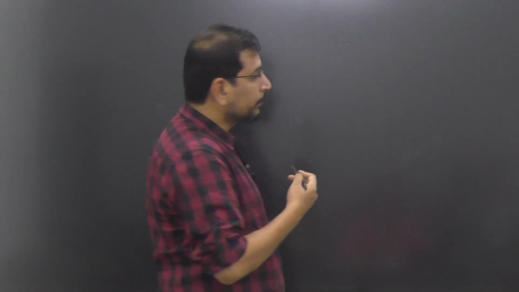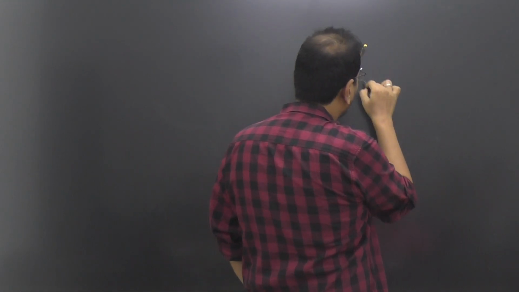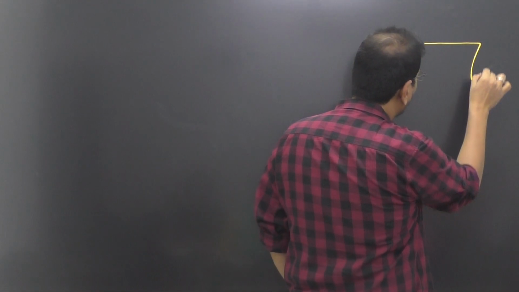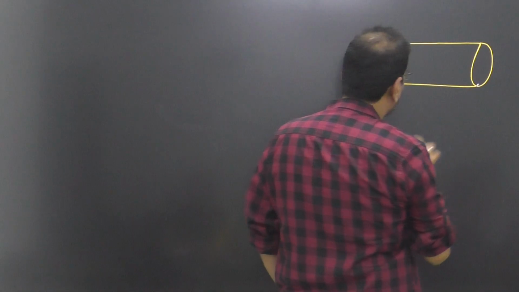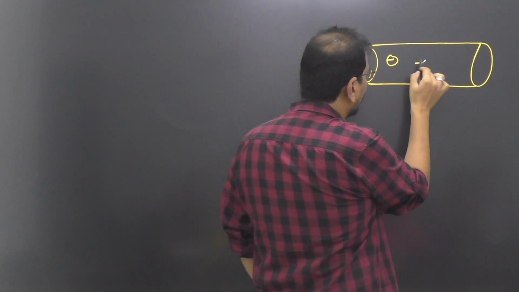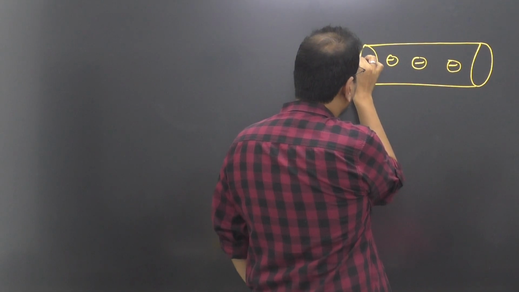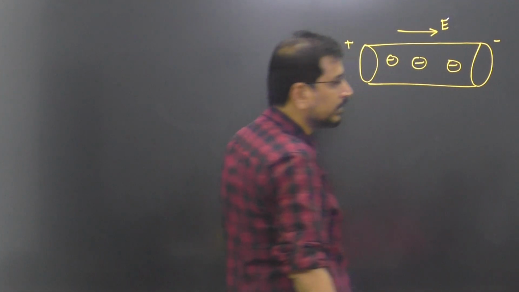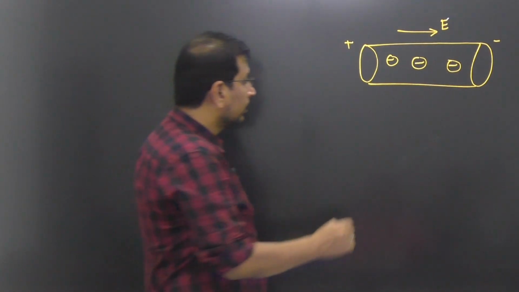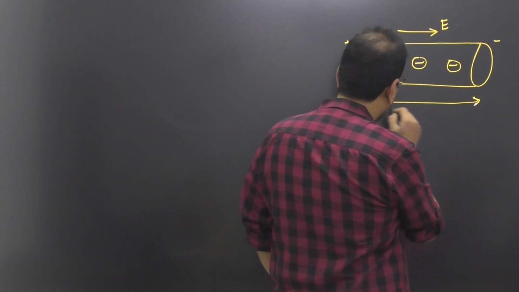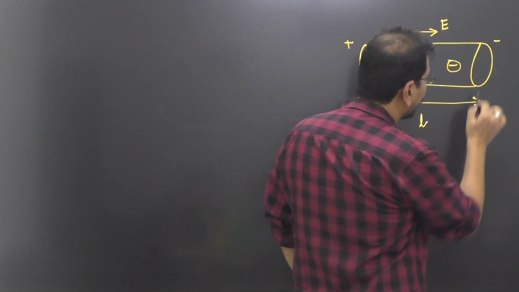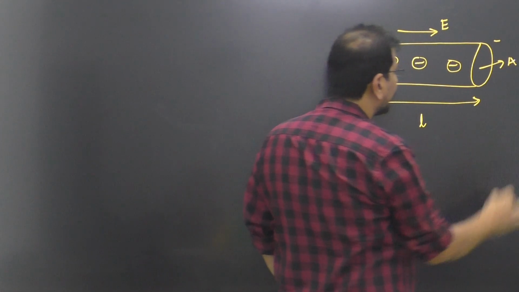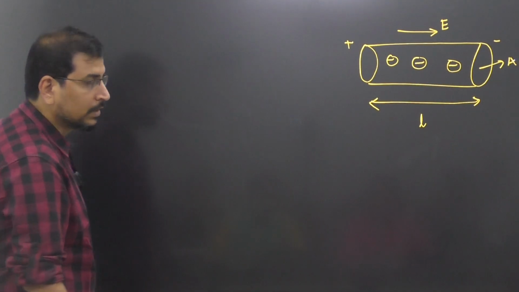So the next topic we are going to see is, suppose, let's say there is a conductor again, electrons are there, positive terminal, negative terminal, and there is an electric field in this direction. If L is going to be the length of the conductor and A is going to be the area of cross section.